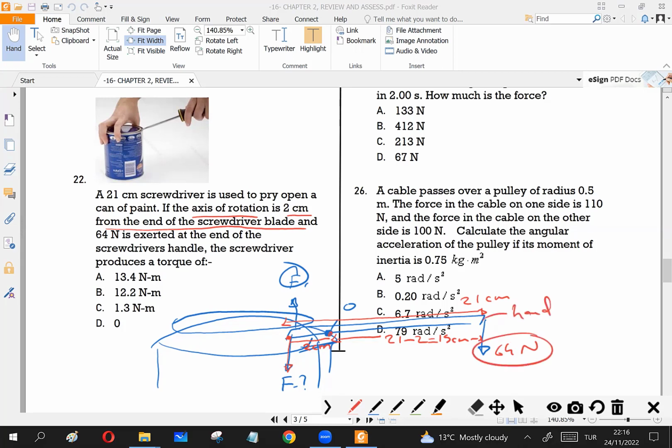So I know the force, I know the distance, and the angle is 90. Calculate torque: F d sine theta, F is 64. The distance is 21 minus 2, because I know that the total length is not the distance for the force. This is the distance from the handle until the axis of rotation, that is 19 centimeters, so it is 0.19 meters. The angle is 90, sine 90 is 1. Just multiply and find the torque. I think the answer is going to be 12.2, I think.